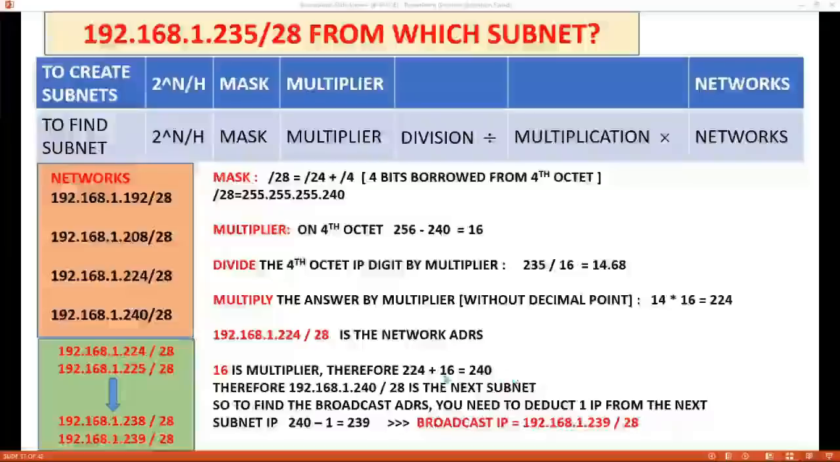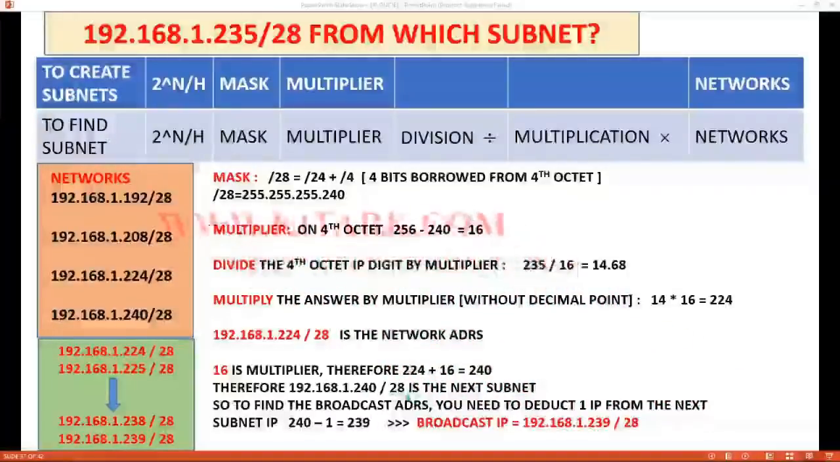Therefore 240 can bring you the next subnet. These things you already knew, right? Once you have found the multiplier, you can simply add the 16 to this network address and find the next subnet. So to find the broadcast address, what you need to do?